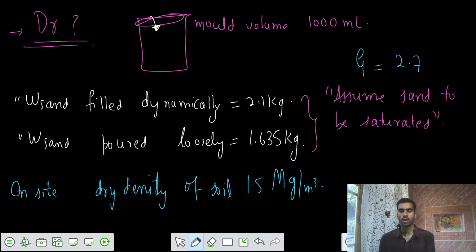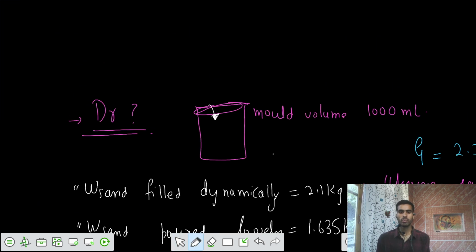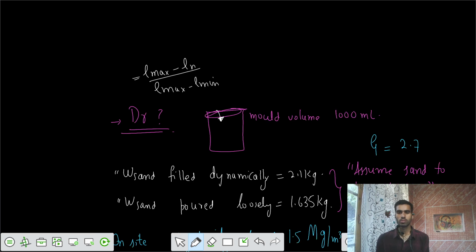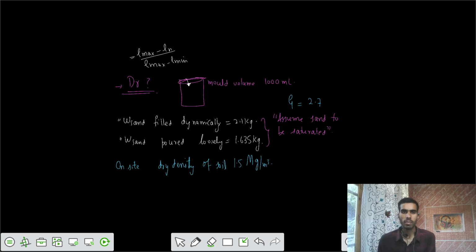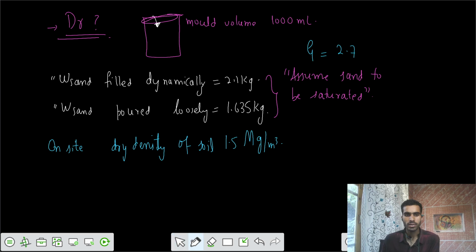Okay. Now we need to calculate Dr. The value of Dr we know is actually (e max minus e natural) divided by (e max minus e minimum). So can you get the values of e max, e natural, e minimum? From the third statement, that is the dry density on site, you can calculate e natural. Let's try to calculate that first part of the problem.